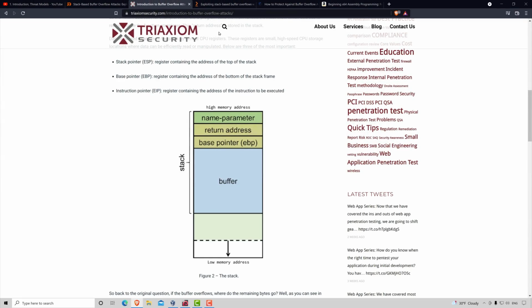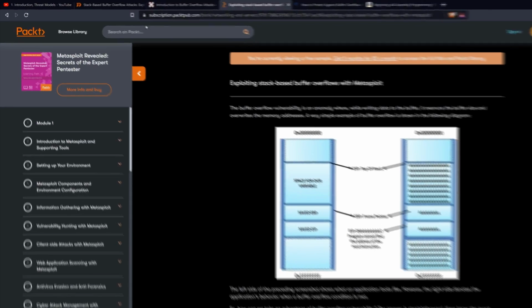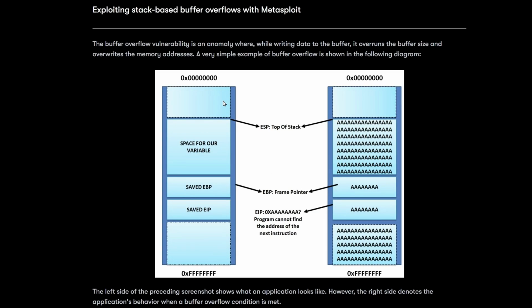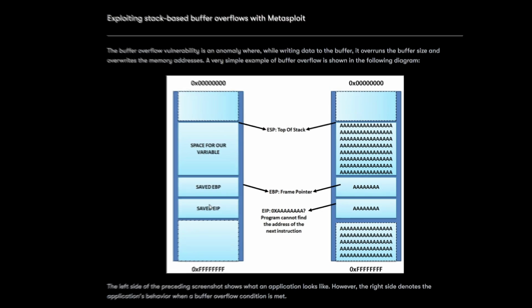Okay? So the next thing that we have is packtpub.com, and this is a paid source, but it does show a cool image right here of what a stack buffer overflow looks like. So there is a certain variable that is vulnerable to the buffer overflow. If we overflow it with A's, the saved EBP and the saved EIP are also going to be overflowed with a bunch of A's. This way we simply control the EIP, and if we control the EIP, we also control the next code to be executed.